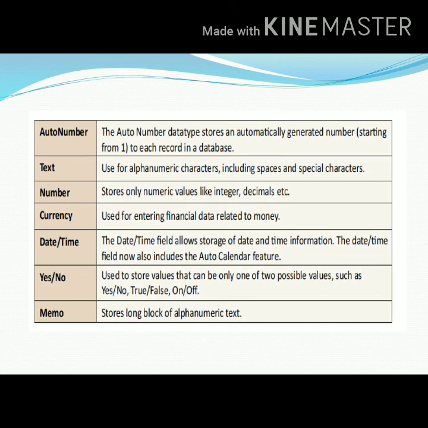So next one we have text, number, currency, date and time, yes or no, memo. So text is nothing but alphanumeric characters, including spaces and special characters. Namely, the text is nothing but the words here. First name, for example, your name, student name. So that is text here. So next one, number. It takes only numeric values like integers, decimals, etc.